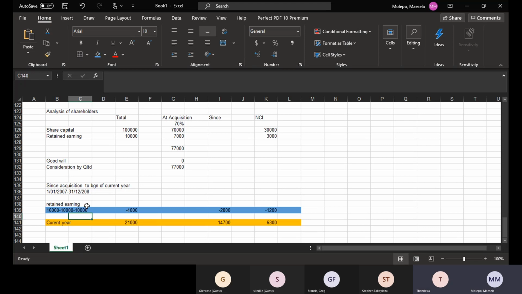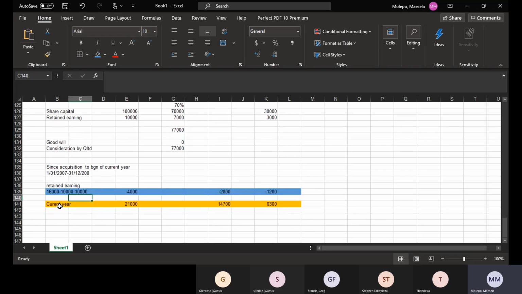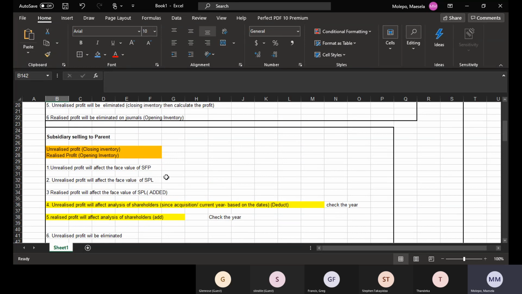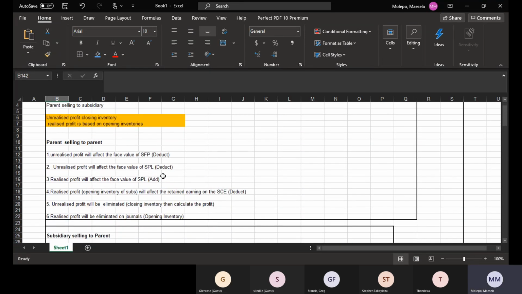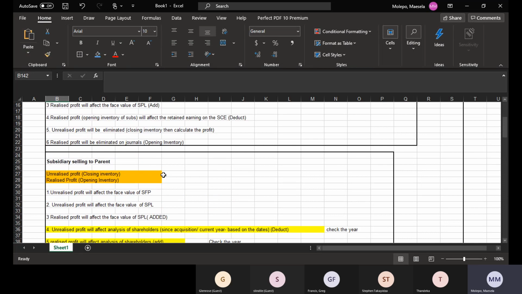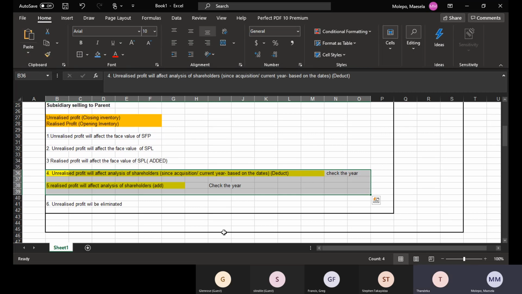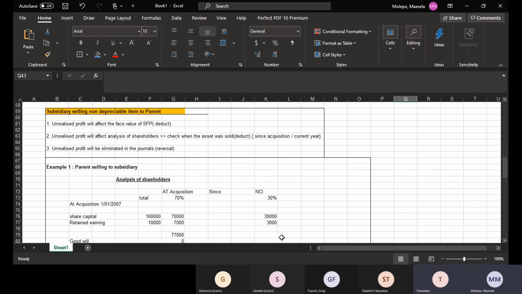But if the profit was realized on 1 January 2009, it was going to come in the current year. So it means we were going to have a profit of 21,000 less the 10,000 because the asset was sold in the current year. That's why, if you remember at the beginning of my presentation, I said when you are dealing with the inventory side, especially where the subsidiary is selling inventory to the parent, you must note this. That's why I said you must check the year. It's important to know where you're going to deduct that part. Are you clear now? All right. Yeah. Okay. Yes, understood.